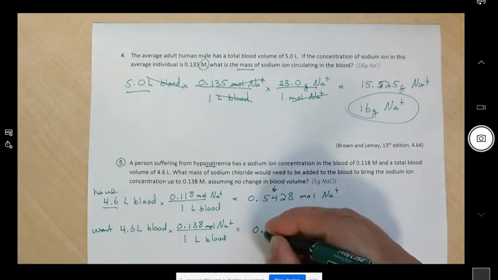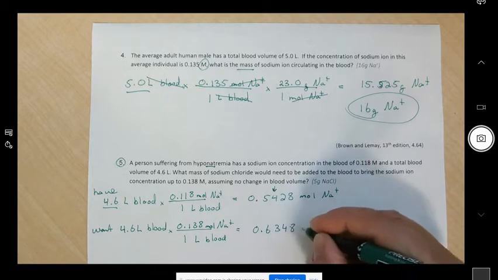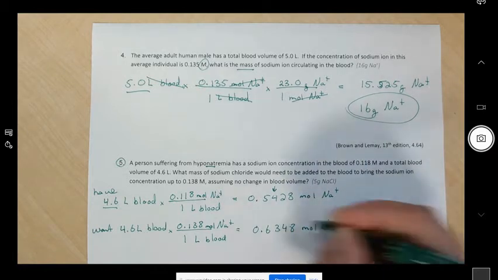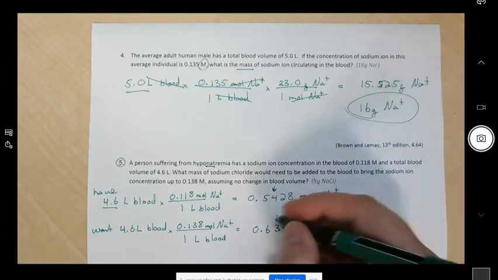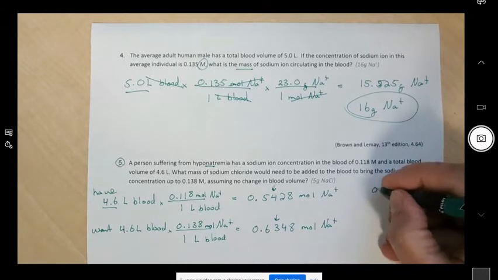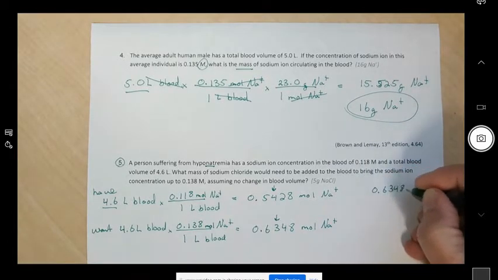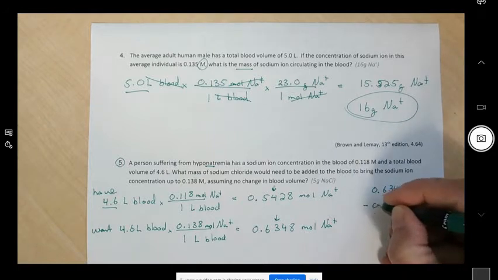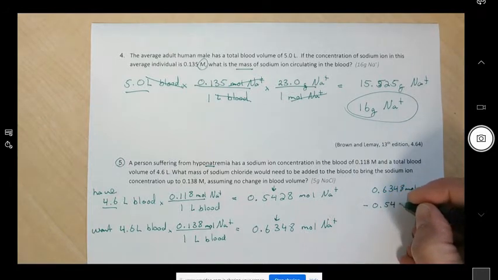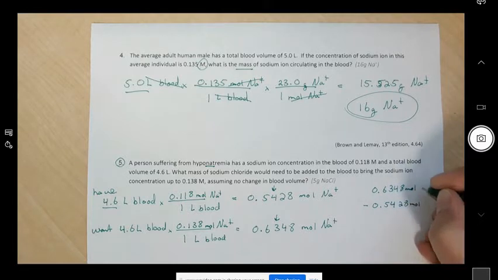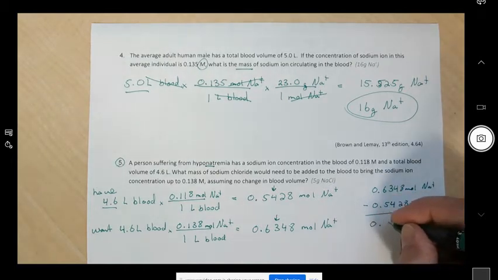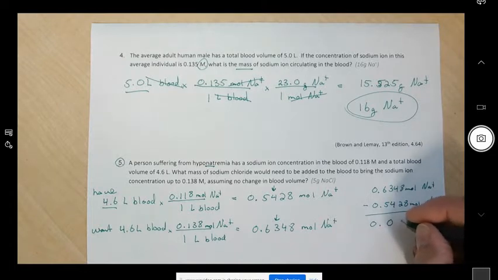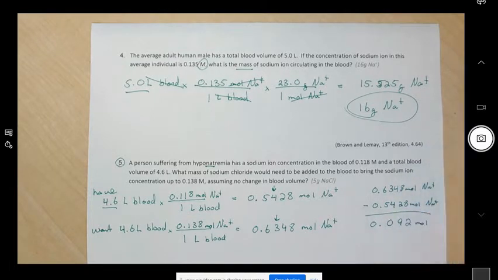So that's 0.6348 moles of Na plus. There's my sig figs. So I'm going to take the difference between those. I'm going to take my 0.6348 moles and subtract 0.5428 moles of Na plus. And the difference between those is about 0.092 moles. Now here's where sig figs come in.